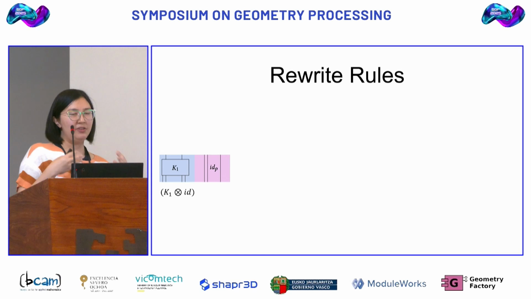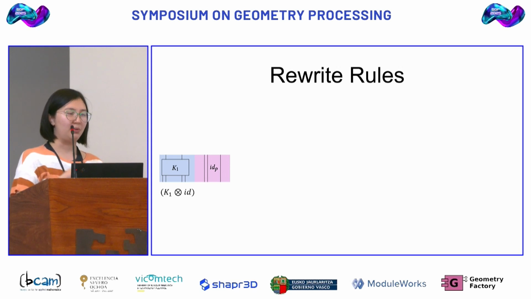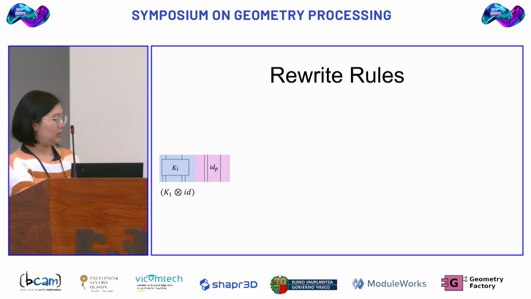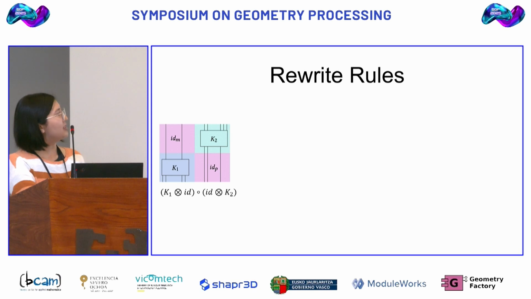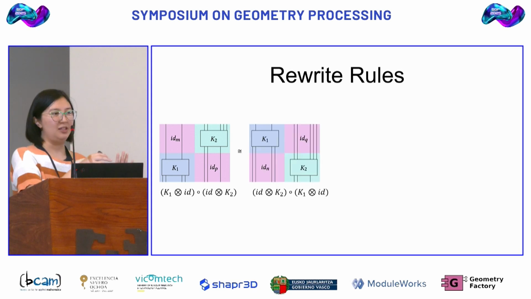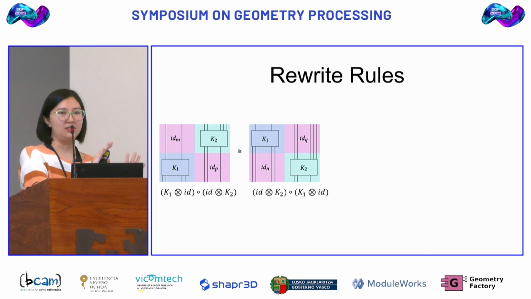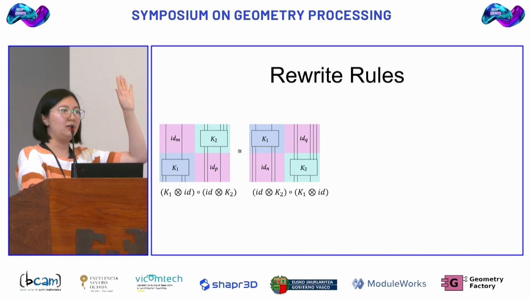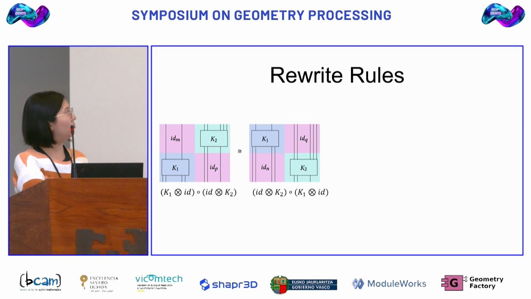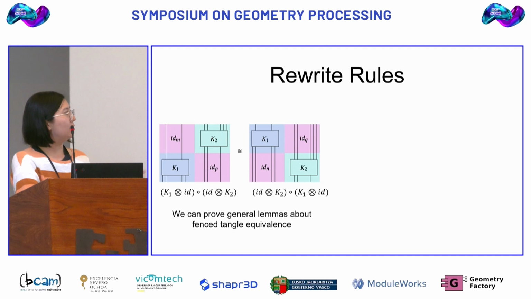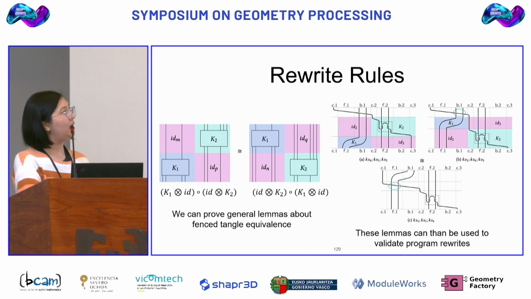What's really interesting is that even at this level where we're working just with operations and diagrams, we can already start to develop the framework that will allow us to optimize and rewrite our programs. So here on screen, I've got just a single generic fence tangle horizontally concatenated with the identity. We can see that we've vertically concatenated with a second fence tangle. And hopefully it is clear that even though we don't know anything about the contents of K1 and K2, if you slide K1 up and K2 down, these two should be equivalent. There's no point where the strands would ever need to move through each other. And so this allows us to prove general lemmas about fence tangle equivalence that can then apply to program rewrites.